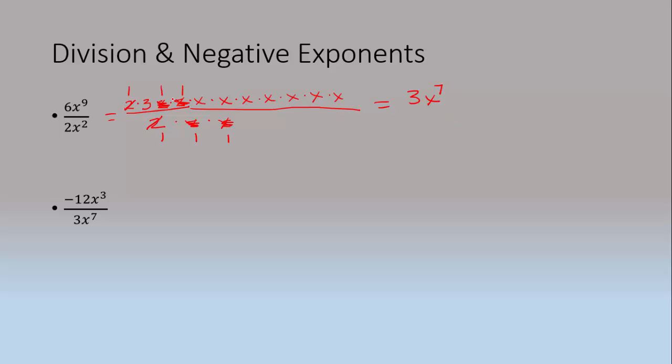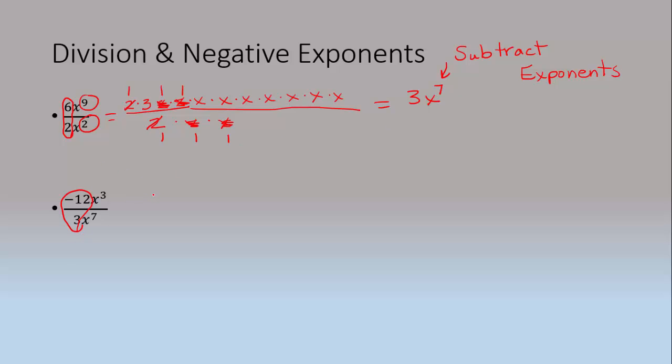So looking back at our original problem, 6 divided by 2 was 3, so we just reduced. How about the x to the 9th and x to the 2nd? Looks like we subtracted, right? So the rule for division is to subtract the exponents. This is only going to work if the variable's the same. All right, let's try the next one.